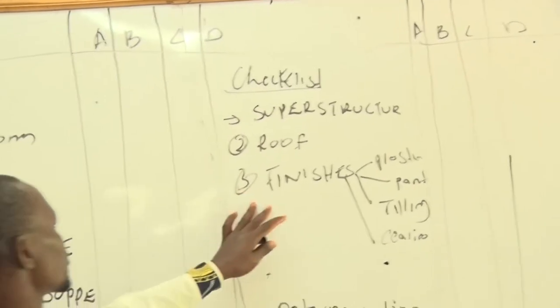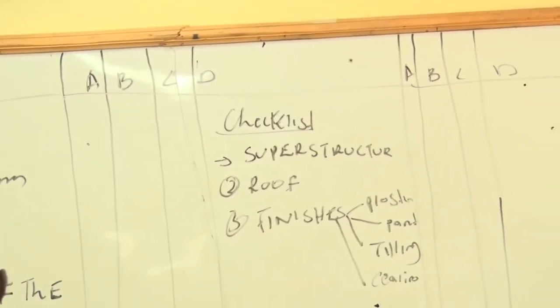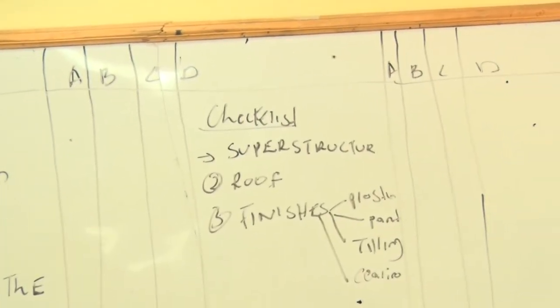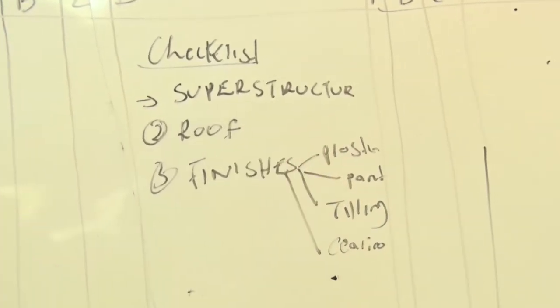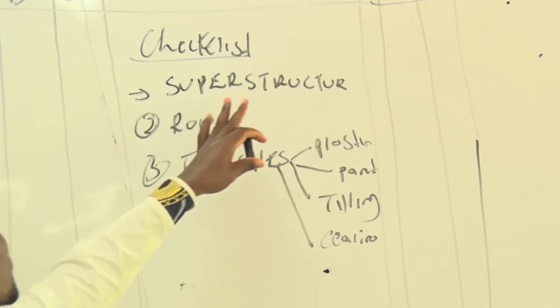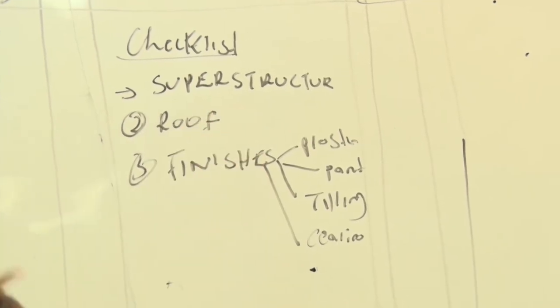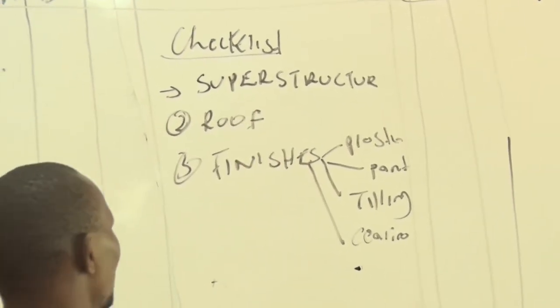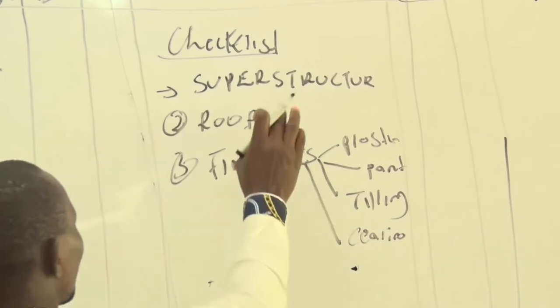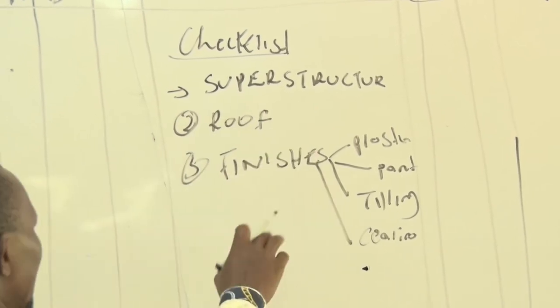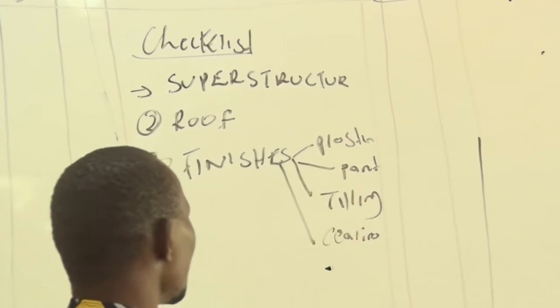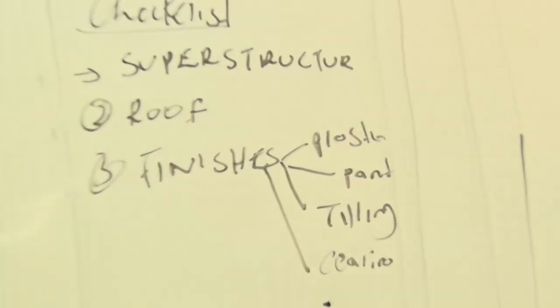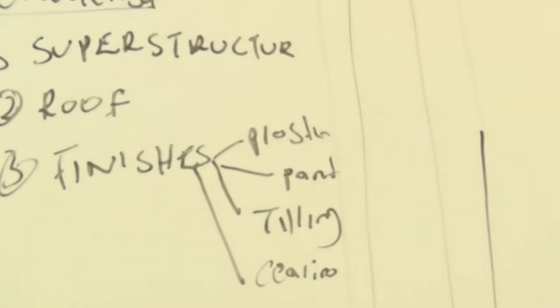Then the first thing is to have what is called the checklist, because we want to take off three things. We'll have three checklists, where we'll have the superstructure. When we talk about the superstructure, we then talk about the walls, and we'll be told the roofing and walling materials. Then we talk about the roof, then we go to the finishes. In the finishes, we have to measure plaster, we have to measure painting, we have to measure skirtings.